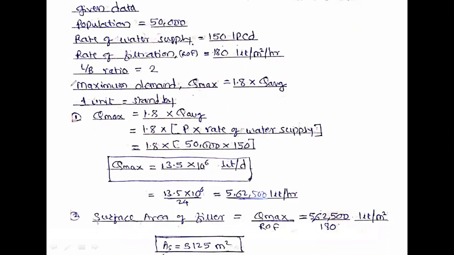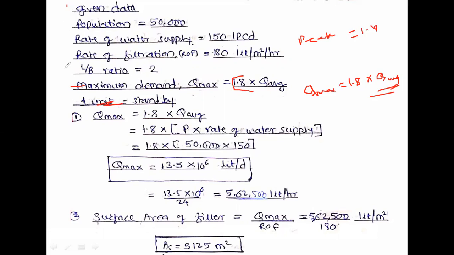In this particular problem, they have given this thing directly, but sometimes they may just give you the peak factor value. They may write peak factor is equal to 1.8. So while solving the problem, to get that maximum discharge, we have to multiply this peak factor by the average value, so that you will get the maximum discharge, and 1 unit is standby.